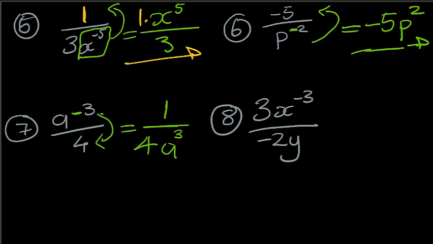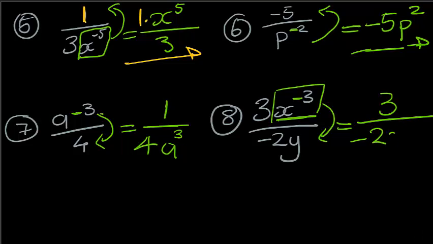Question 8, my minus sign is only on the x, so only this x is going to the denominator, which means as a numerator I have 3 over minus 2 x cubed y, and I write x before y because I write it in alphabetical order. That is my final answer.